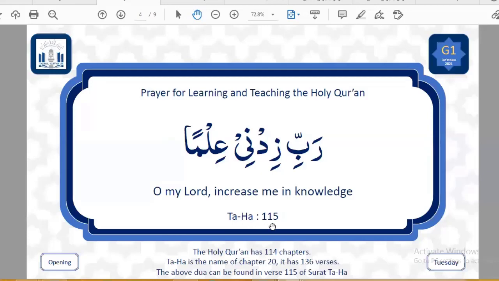Taha, verse 115. Good, well done. So this is Surah Taha from the Holy Quran, and this is from verse 115. Okay, so Surah Taha is the name of chapter 20 in the Holy Quran, and this is verse number 115 where you can find this dua.